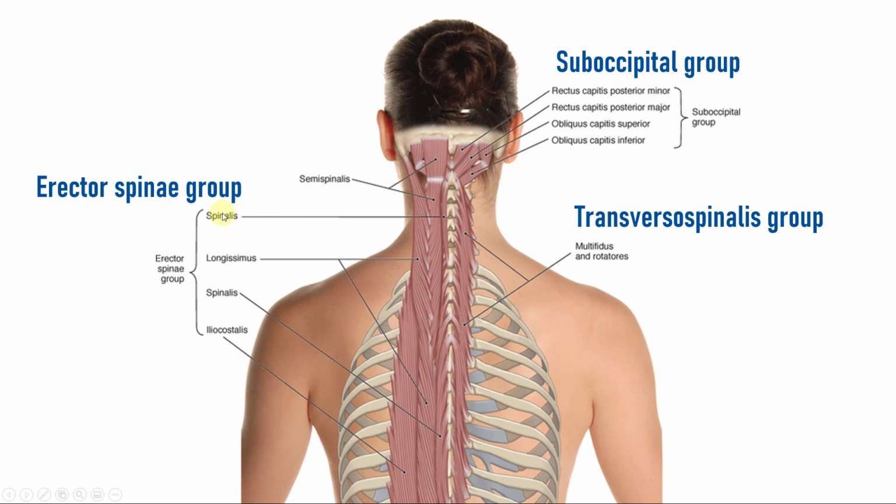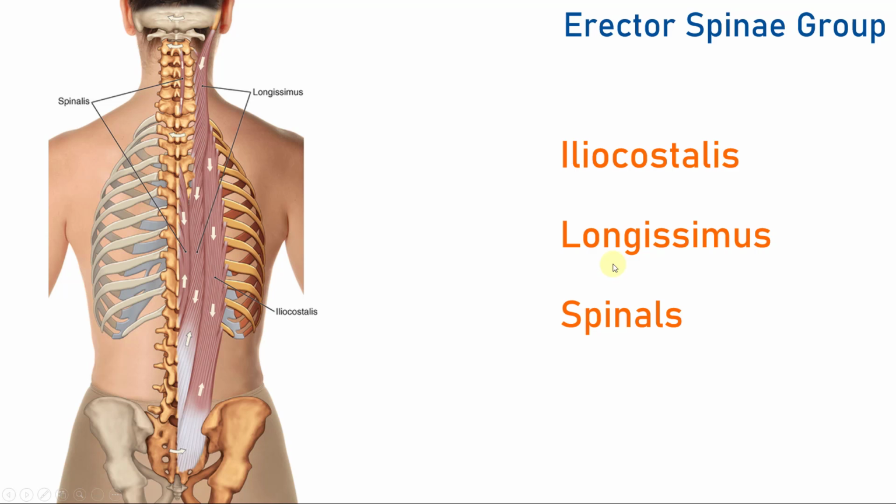The erector spinae group, which is made up of the spinalis, longissimus, and iliocostalis. And then the transversospinalis group, which looks at the semispinalis, multifidus, and rotatores. So we'll look at the erector spinae first, and you have the three, iliocostalis, longissimus, spinalis, and those are listed from lateral to medial. And you can use an acronym like I like spaghetti or whatever you want to supplant for S.